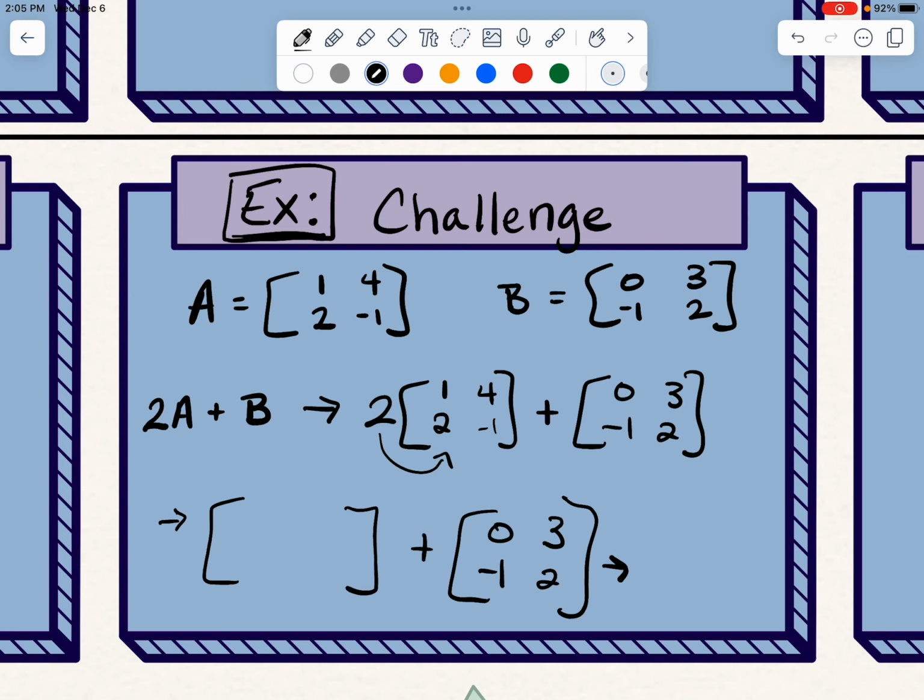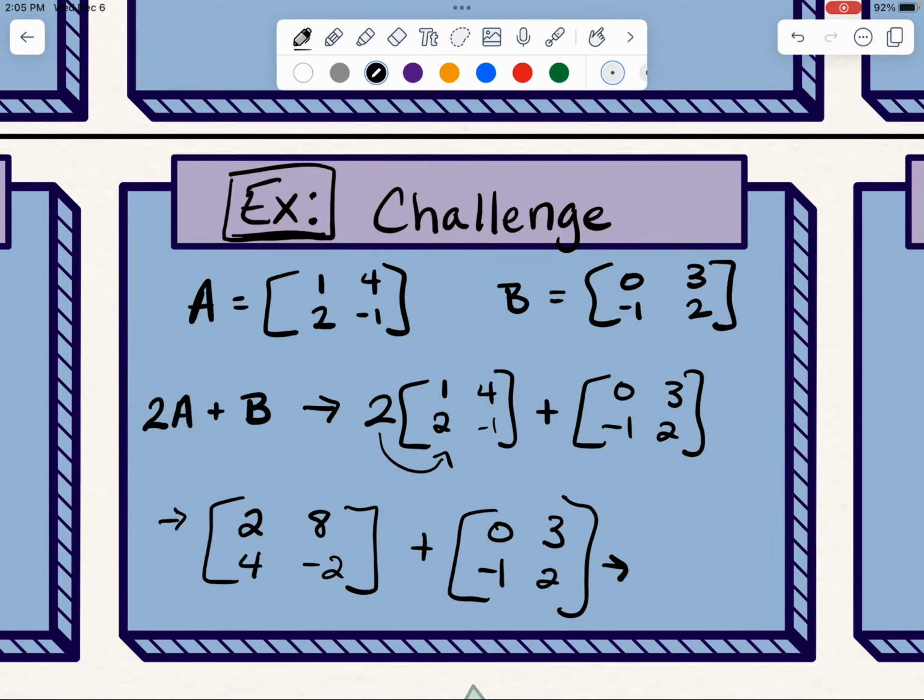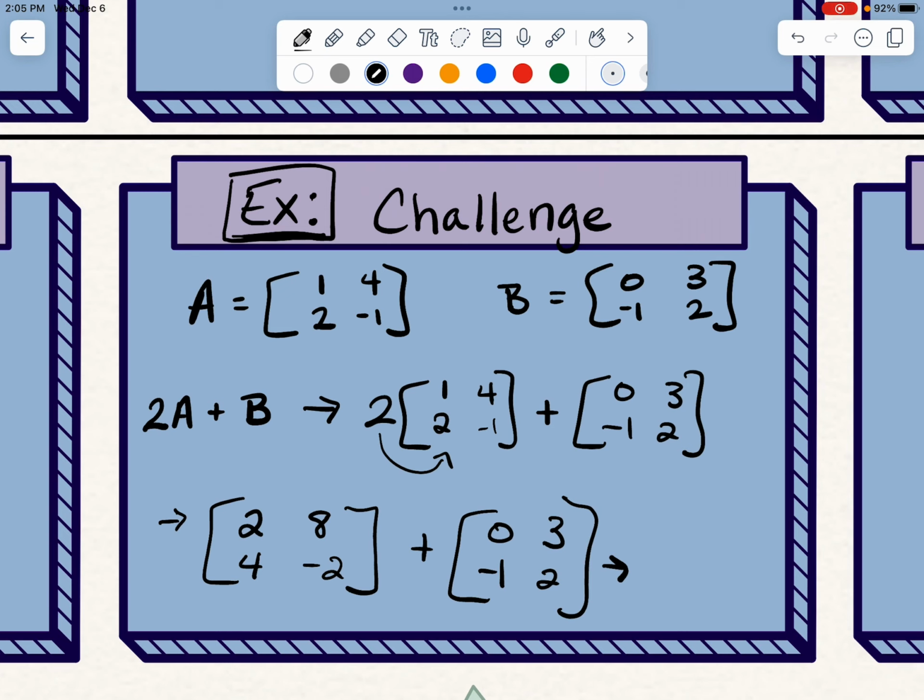All right, so 2 times 1 is 2 for this first part of the matrix. 2 times 4 is 8. 2 times 2 is 4. And 2 times negative 1 is negative 2. Now that we have 2A completed, right here we have doubled matrix A. We're going to add this to matrix B.